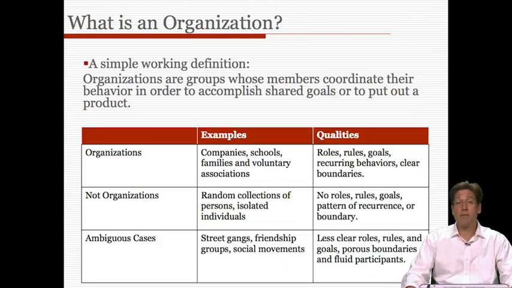Ambiguous cases are somewhat unclear. Some features of the definition may be lacking there. So for example, with street gangs, friendship groups, and social movements, we have less clear characteristics of shared goals. We have porous boundaries, and we have fluid participants that come and go. We even have less clear rules for behavior.